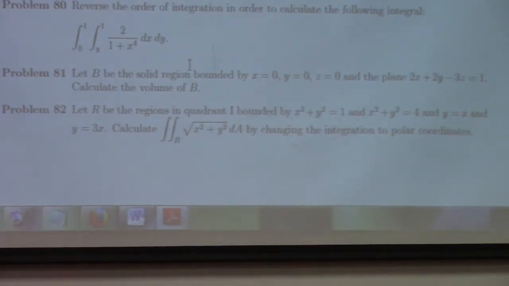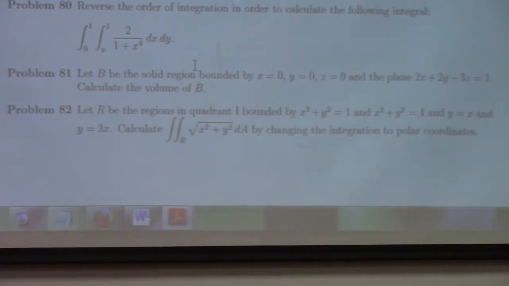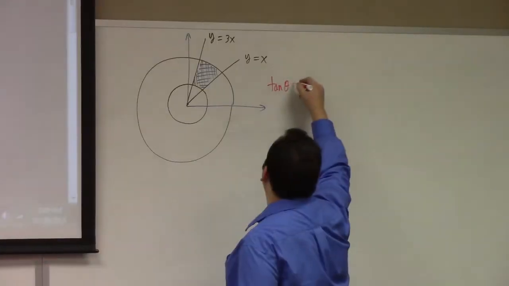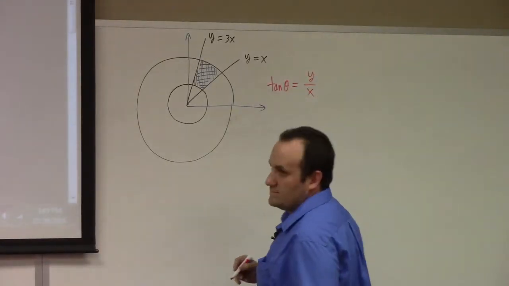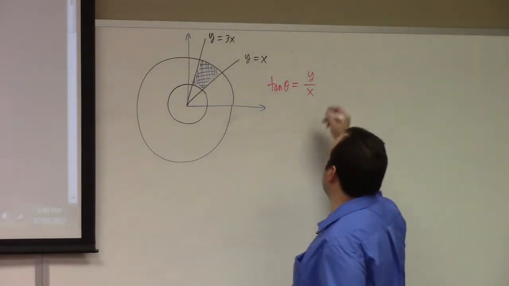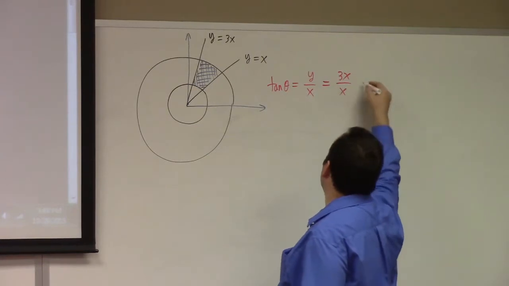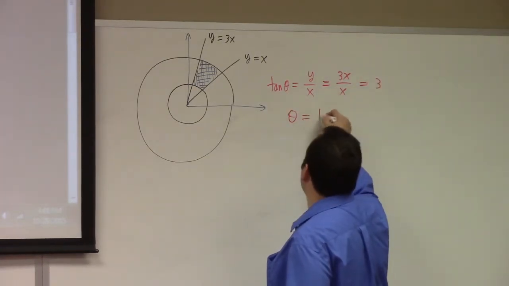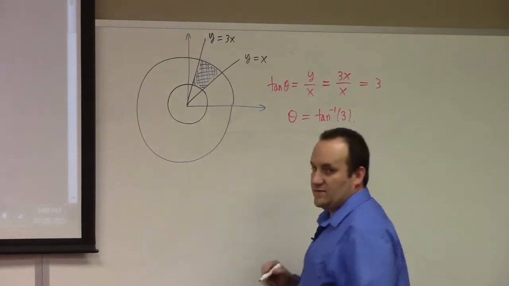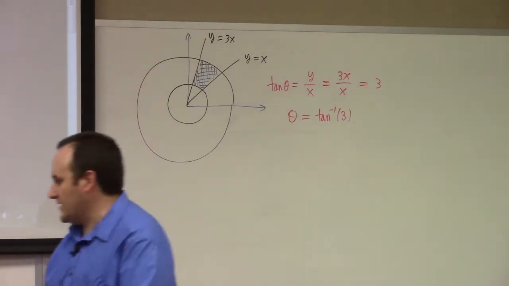All right, so what would you integrate from? r is going from 1 to 2. What's the range for theta? Pi over 4, I can get. Yep. Tangent theta is y over x. So if you want to figure out the theta from the line y equals 3x, that's just 3x over x, right? 3. So we can just say theta is inverse tangent of 3 for the upper theta, right? Whatever that is. I mean, maybe it's not something pretty, I forget.